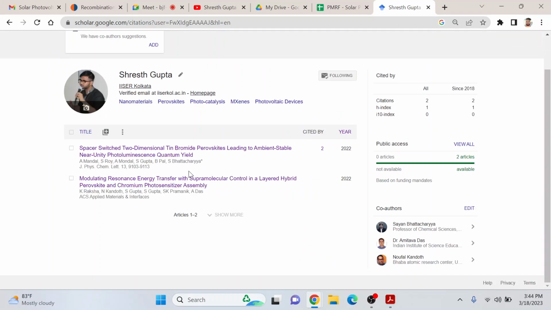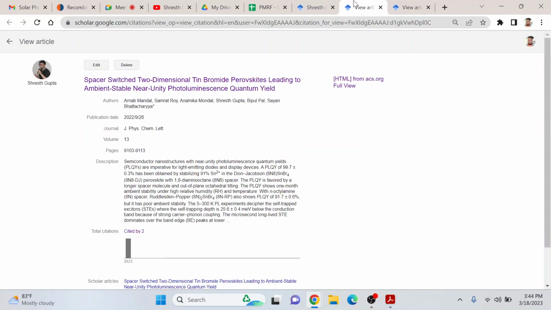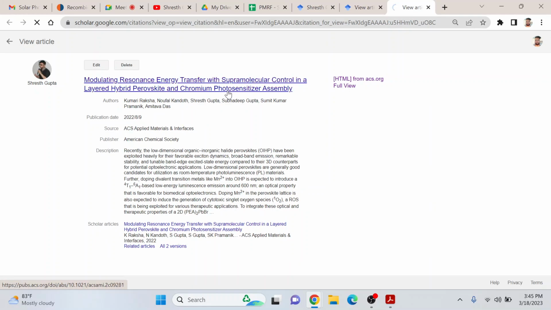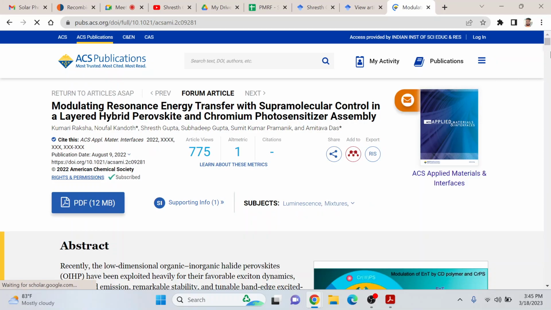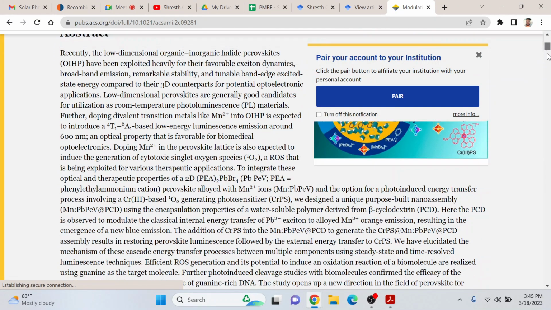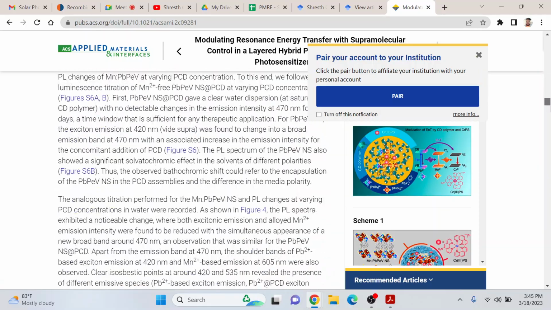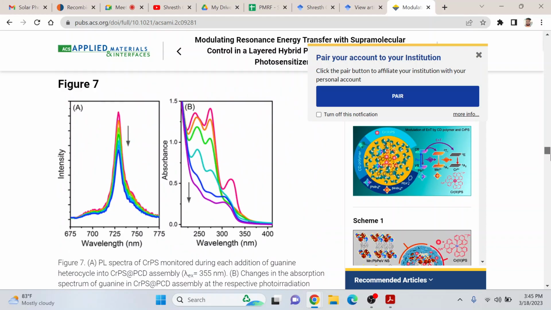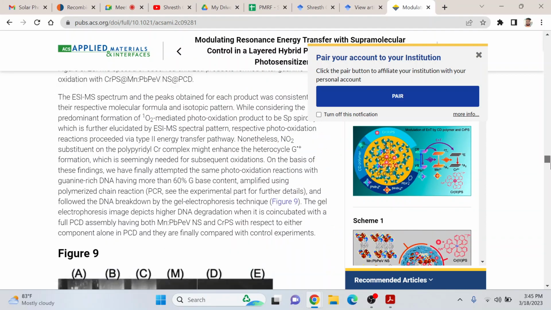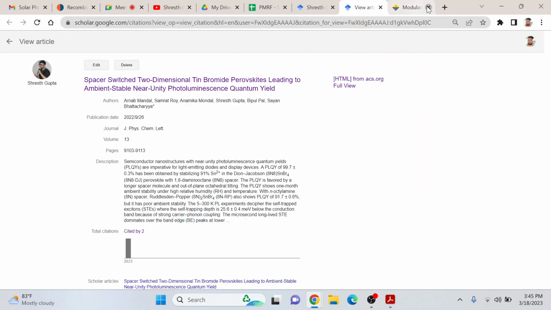You can see I work mainly on perovskites. These are the articles that I published. One is on a spacious twist, two-dimensional tin bromide perovskite leading to immense stable near-unity photoluminescence quantum yield, where we talked about the PLQY of different materials in 2D tin bromide perovskites. And this is another paper of mine where we used a layered lead-free material. We made it water stable, and then tried to use it for some biological purpose, DNA degradation and guanine oxidation. These are the two articles which have already been published.